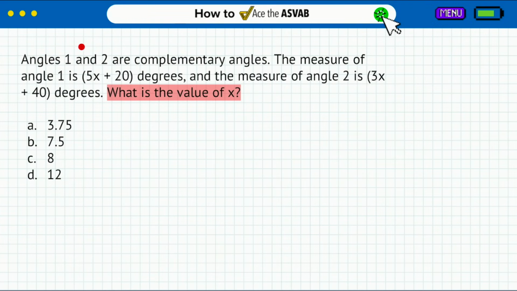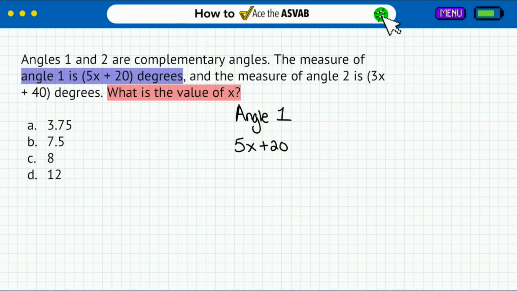We have angles 1 and 2 are complementary angles. The measure of angle 1 is this many degrees, and the measure of angle 2 is that many degrees. What's x? Okay, so let's try to figure this out. But it's actually going to be pretty straightforward as long as you know the terminology. So we know that angle 1, they describe it as, and I'm going to highlight it over here for you. We are describing angle 1 as 5x plus 20 degrees. So that's going to be equal to 5x plus 20.